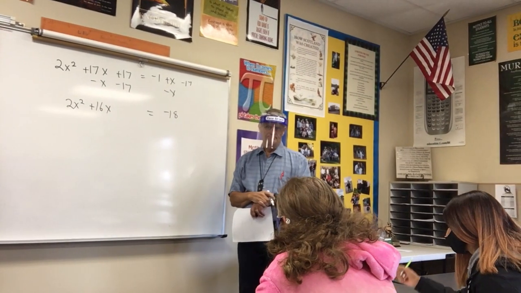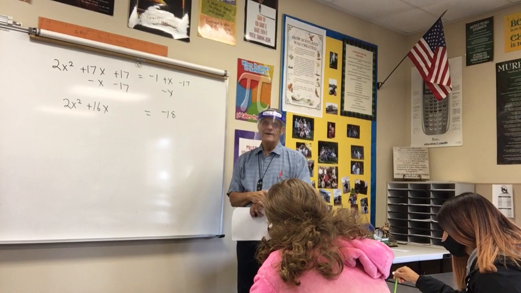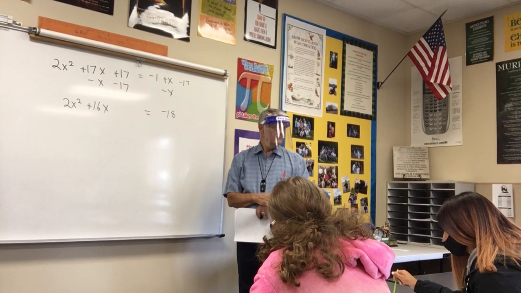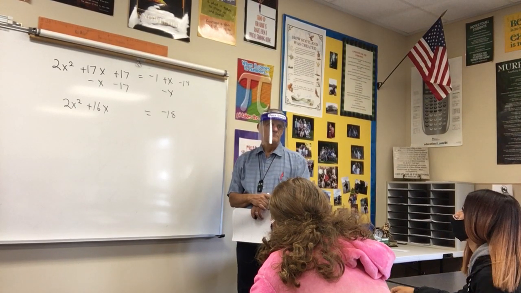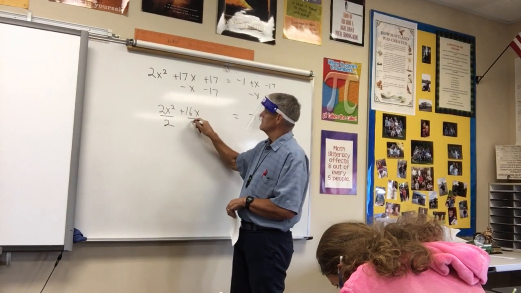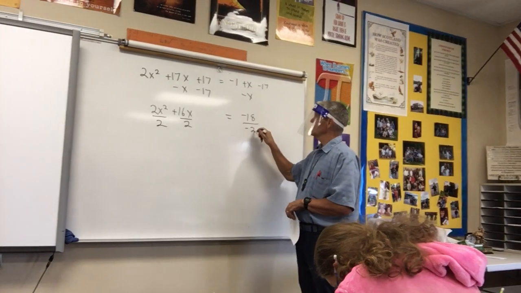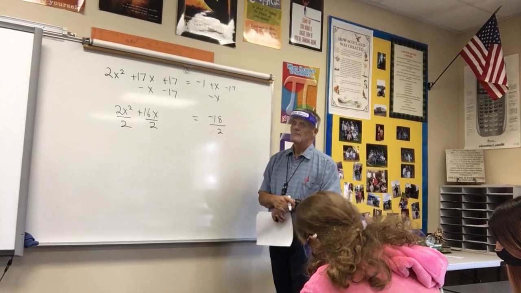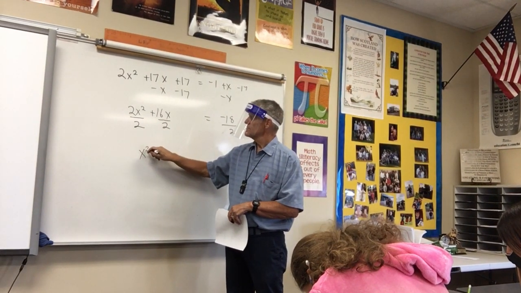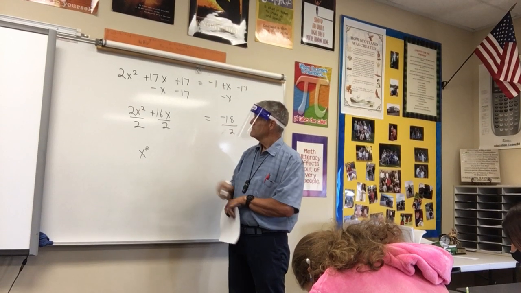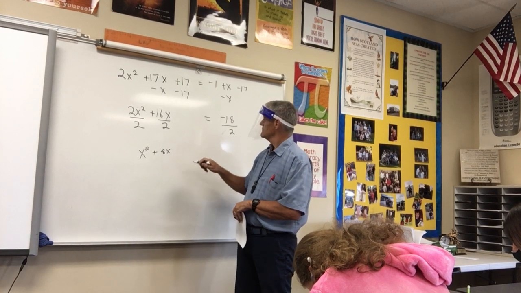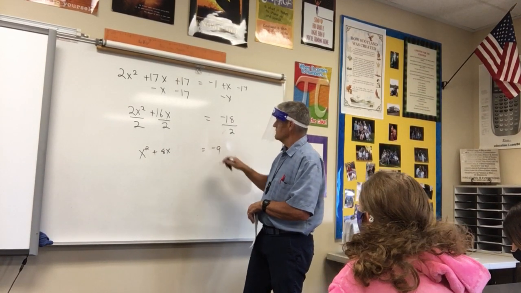Something very different this time. Geometrically, I'm finding 2 squares. So I'm going to divide this by 2, so I only have 1. If I divide one thing, I have to divide it all by 2. And that gives me x squared plus 8x equals negative 9.